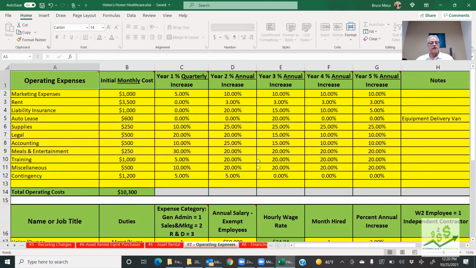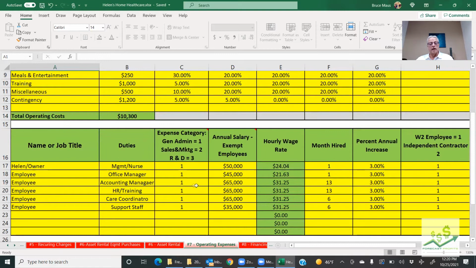Next, let's go to operating expenses, where you can enter typical operating expenses for your business, and note that you can enter what the initial cost is, the first year's quarterly increase, and then annually after that. Now remember, you don't have to make every forecast a 5-year forecast. You can make this a 3-year forecast by only entering values up to 3 years. Just remember that when you print your financial statements, you designate the print area for the first 3 years.